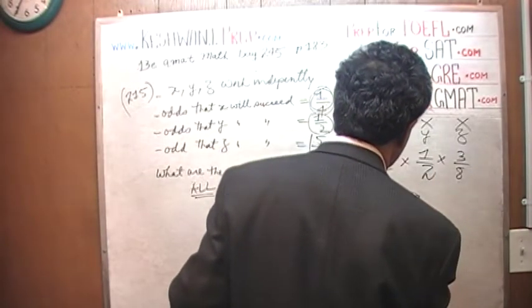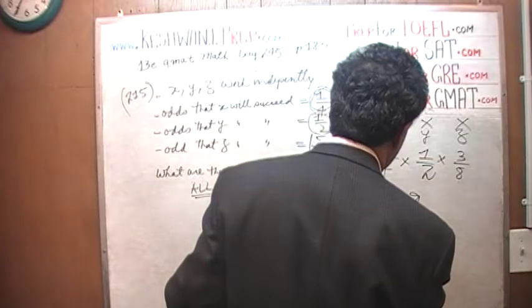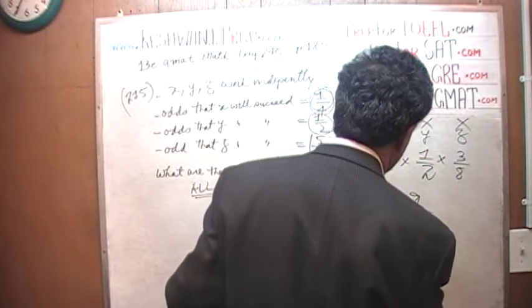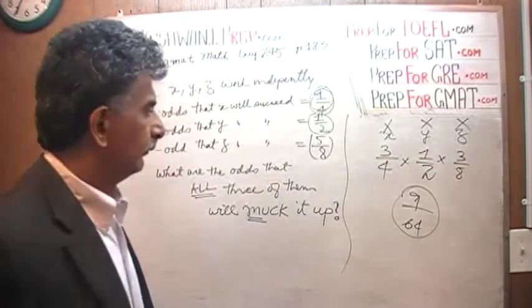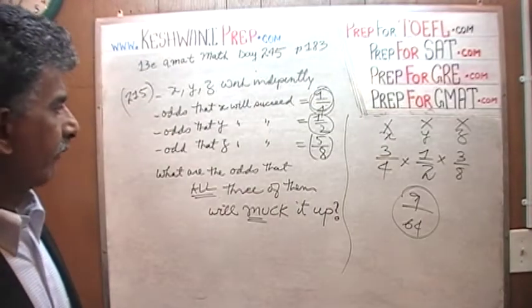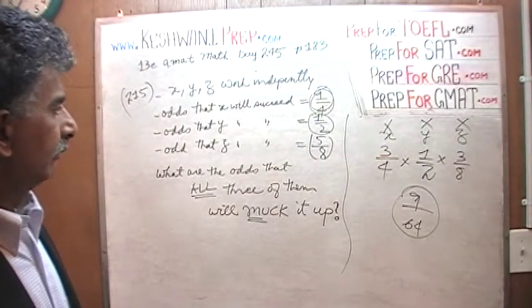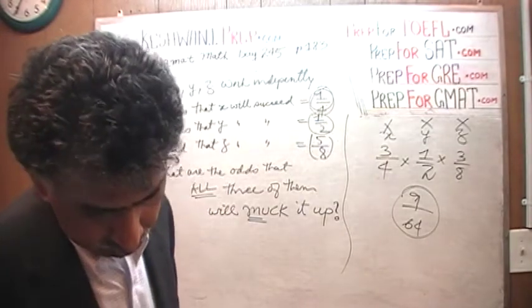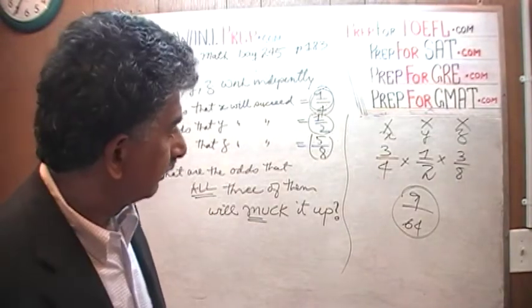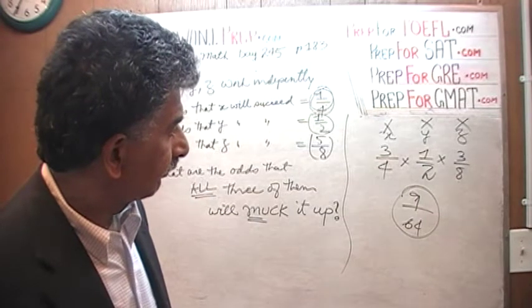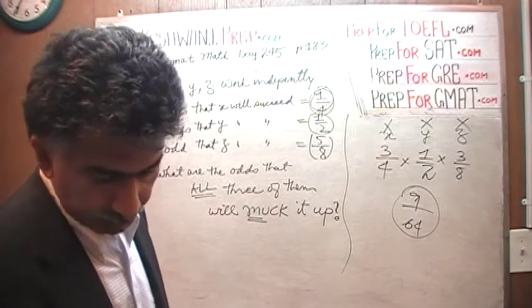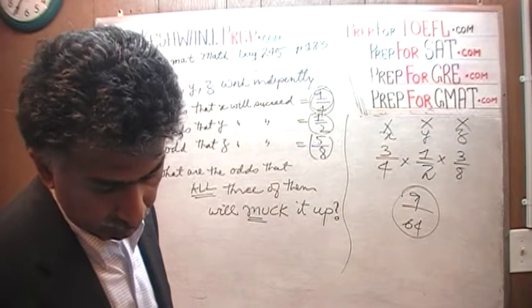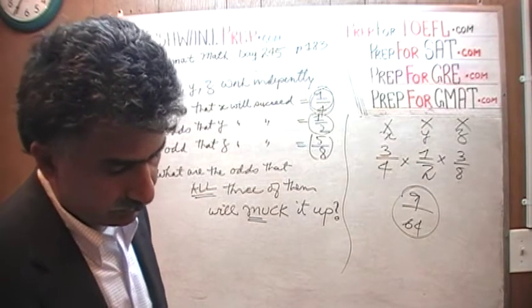9 over 64. Well, that is unreal. That can't be right. Did I do something wrong? 3/4 makes me wonder here. 1/4, 1/2, 3/8.